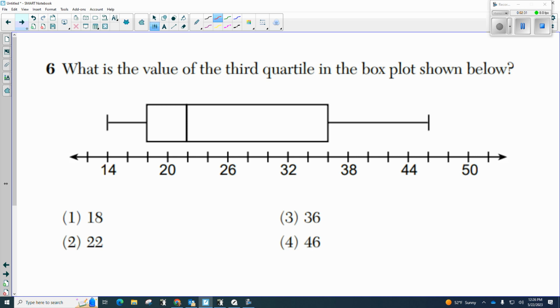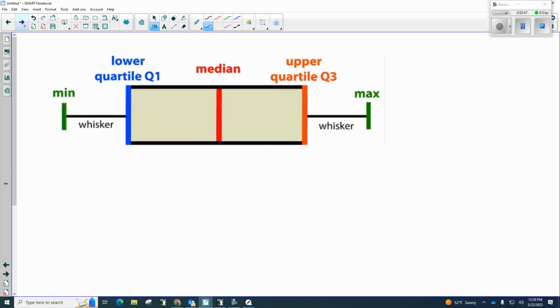All right, number 6, what is the value of the third quartile in the box plot shown below? Okay, so we are looking for the third quartile, and I got an image here that I wanted to show you that shows how a box plot works. So each part is 25%. Notice it's split into 4 sections. Okay, so I just wanted to talk about that.